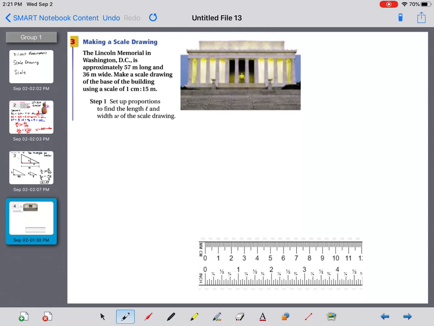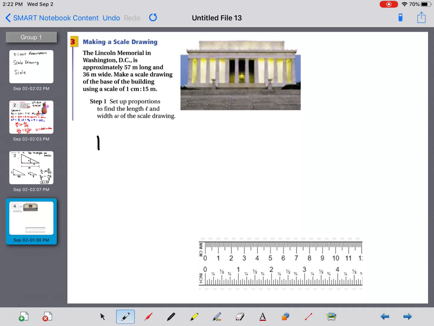Okay, our last example is making a scale drawing. So it says the Lincoln Memorial in Washington, D.C. is approximately 57 meters long and 36 meters wide. Make a scale drawing of the base of the building using a scale of 1 centimeter to 15 meters. So we want to set up proportions to find the length and the width of our scale drawing.